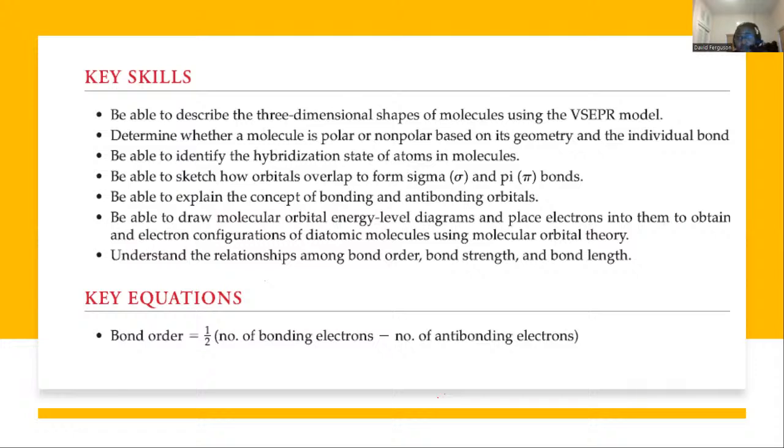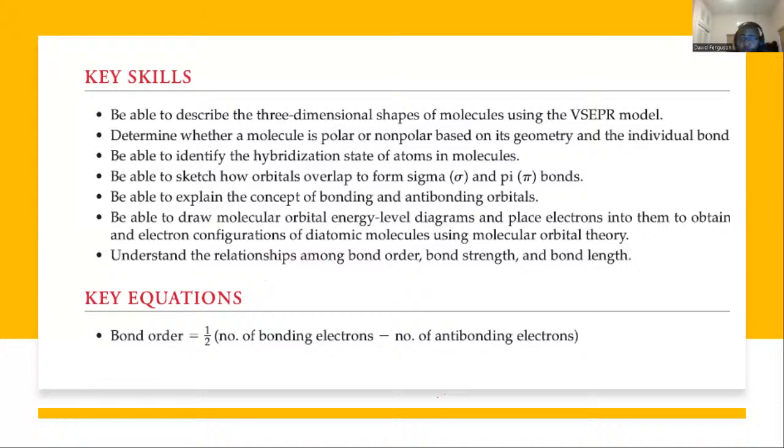So hybridization is just referring to mathematical mixing. A quick and fast way to describe it. It points to an idea in valence bond theory. Be able to sketch how orbitals overlap to form sigma. So sigma comes from the shape and also the fact that it's on the internuclear axis. Sigma and pi, perpendicular to the internuclear axis. Pi bonds. Be able to explain the concept of bonding and antibonding.